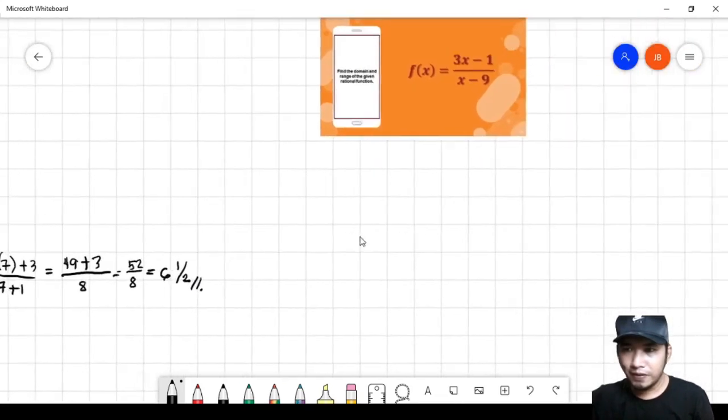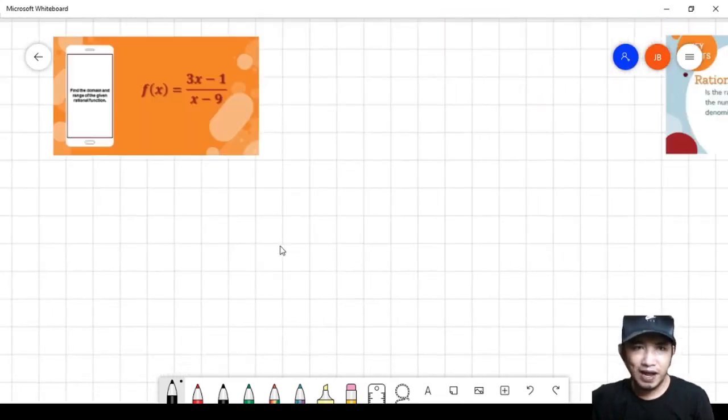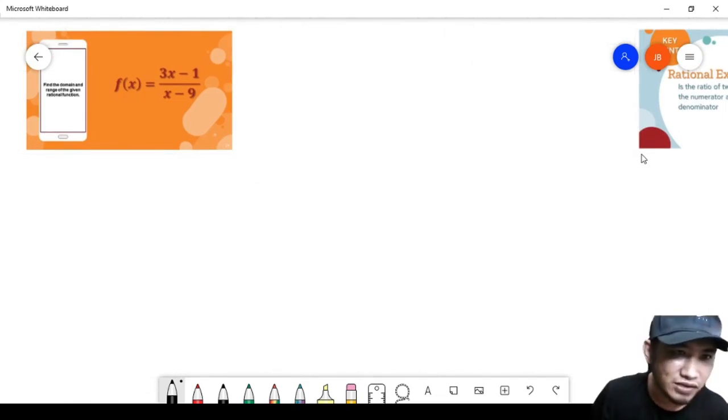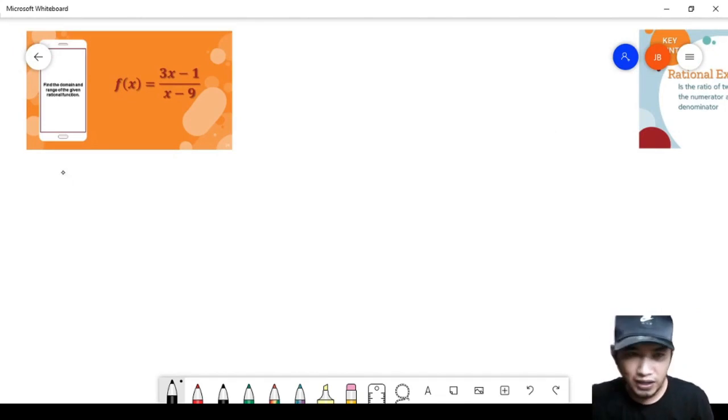Ayan. Meron pang isa. Another, for you to understand more. Find the domain and range of the given rational function. Again, copy the function. F of x is equal to 3x minus 1 all over x minus 9.